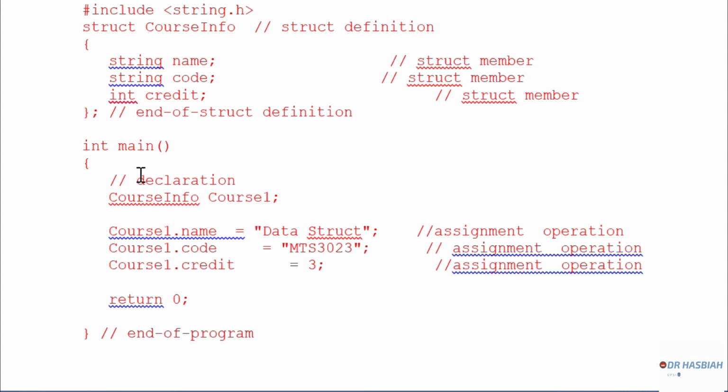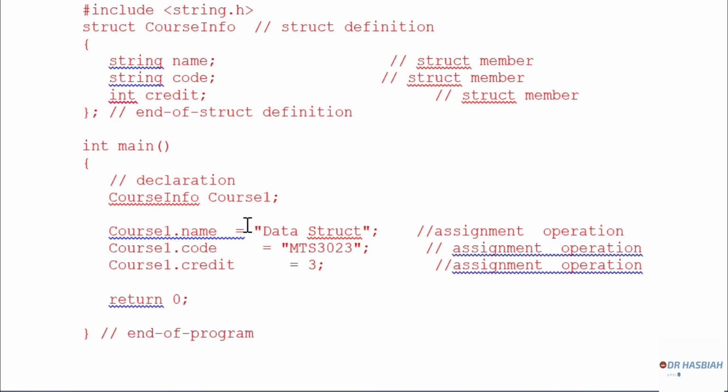So this is the declaration of your struct. Cost info cost1. When you type cost info cost1, cost1 has the data type cost info. Whatever you have in cost info here will be in cost1. Let's say now you want to change the content of your cost1. For example, in the previous example, you have structured programming, and then you have MTS 3013, and then you have 3.